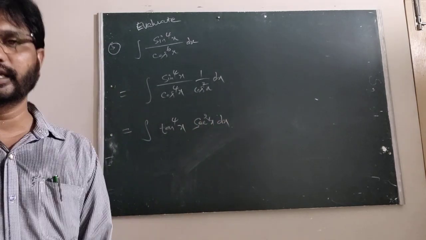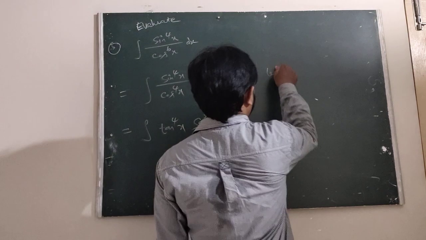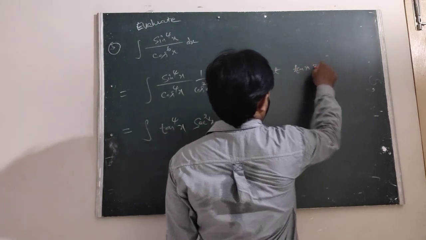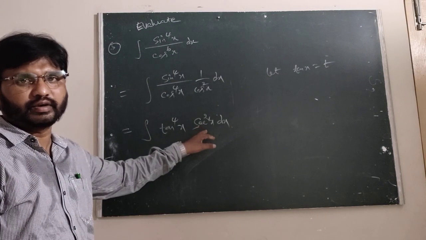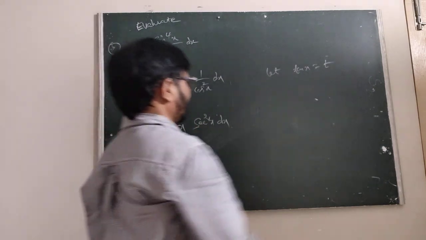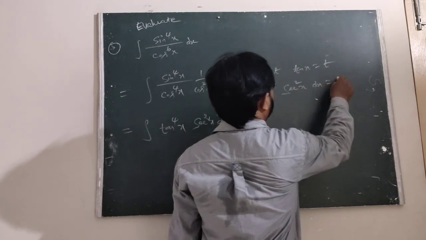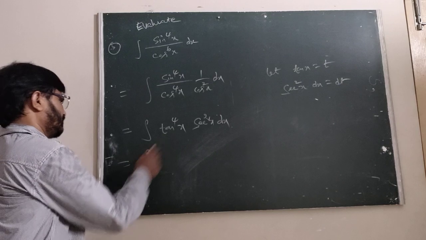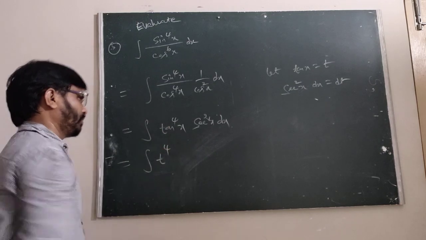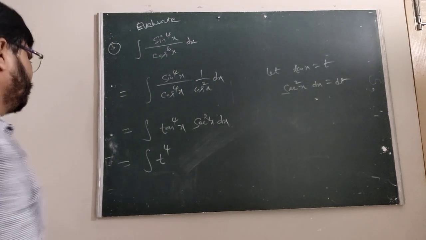So we are thinking here that tan x be taken as t. Therefore let tan x be t. The derivative of tan x becomes secant square x. That is the thinking here. The derivative of tan is secant square x, so secant square x into dx is dt. Therefore now t power 4 into secant square x dx is dt.